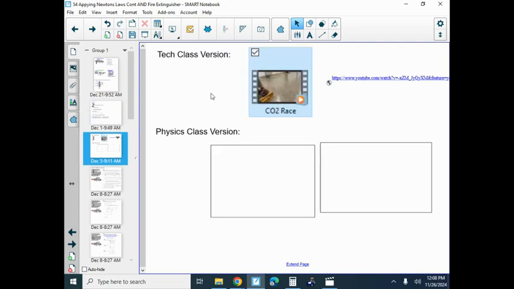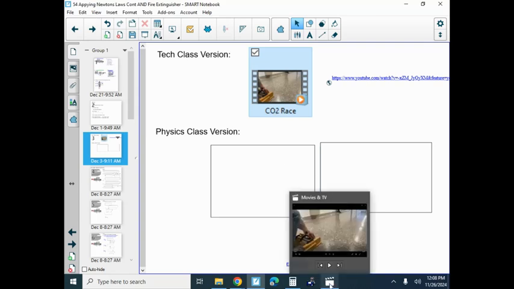So the CO2 race, this is a tech class favorite at Rideau, where the students have these little cars that they make, and then they have a little CO2 cartridge that they pierce with this apparatus here, and it goes shooting down the hall. We'll watch and see what that looks like. Okay, so why did the car go flying down the hall?